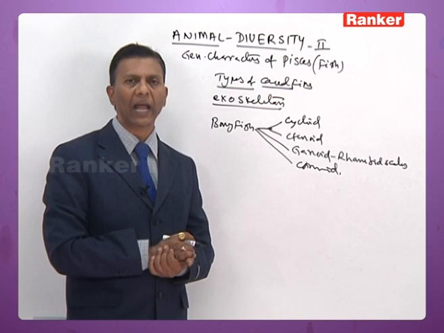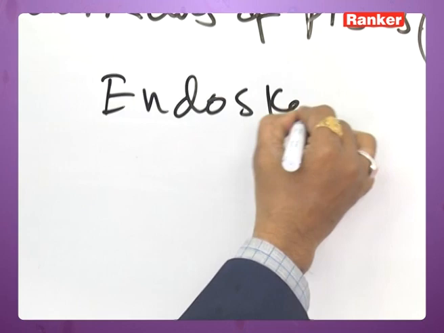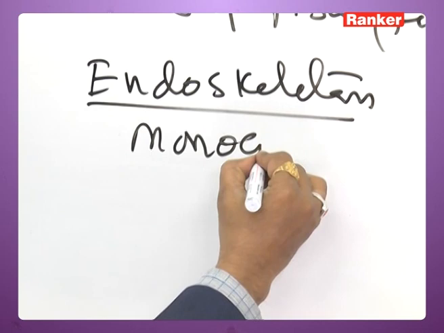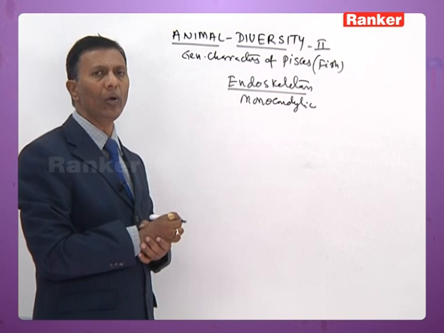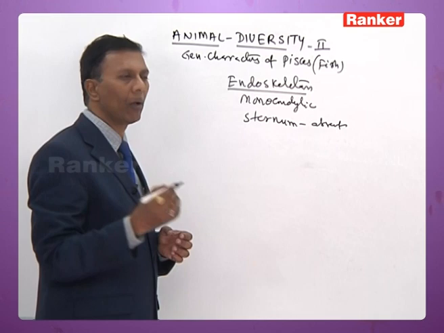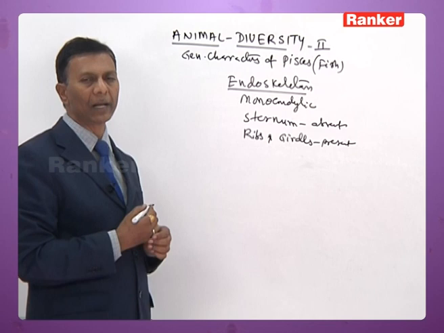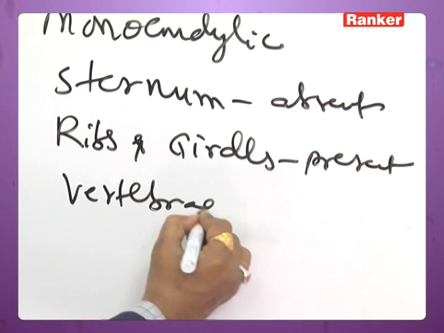The body is naked. If you look into the endoskeleton of the fish, the skull is monocondylic. In fish, skull is monocondylic, and the sternum is absent. However, ribs and girdles are present. And vertebrae are amphicoelous.